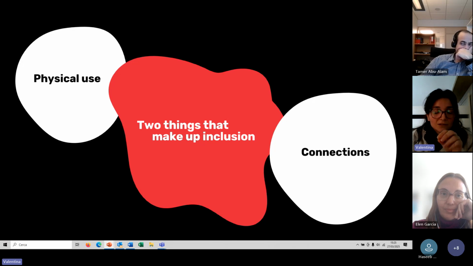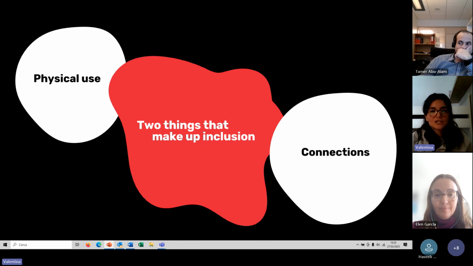The two things that make up inclusion, to me, are that we need to consider and balance the physical use of something we are creating. So the access. We need to secure that this thing can be accessed by everyone in terms of physical use, but also we should consider the sensibility. It's more about empathy.